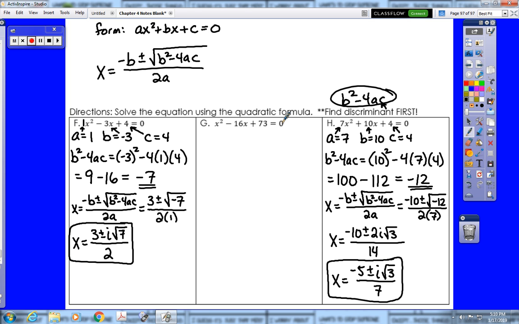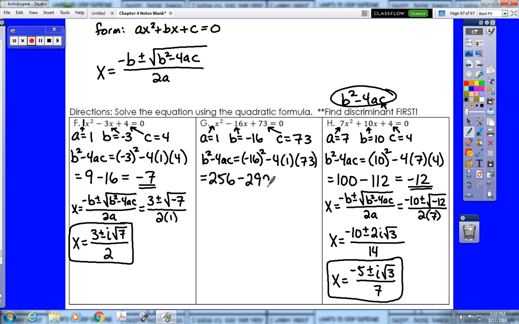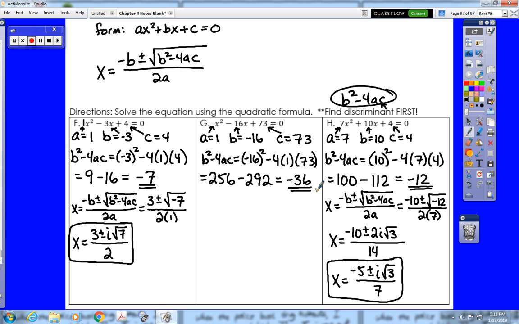G is also already equal to 0, so we're already ready to identify A as being 1, B as being negative 16, and C as being 73. So b squared minus 4ac, the discriminant, would be negative 16 squared minus 4 times 1 times 73. That would be 256 minus 292. That is negative 36. Again, that tells us that we are going to have two complex solutions.